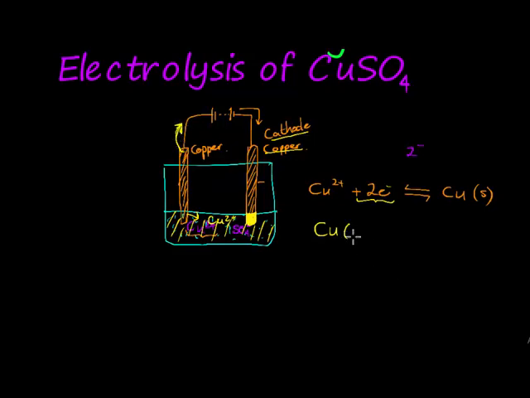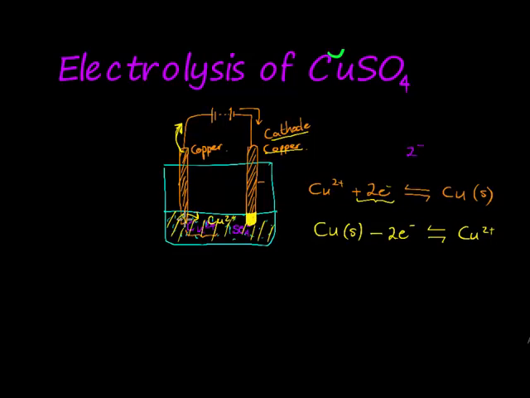So the copper solid is now losing 2 electrons and then releasing into the solution copper 2+ ions, and this will continue to happen. Okay, sulfate is a spectator ion. It only allows the current to pass through in the solution.